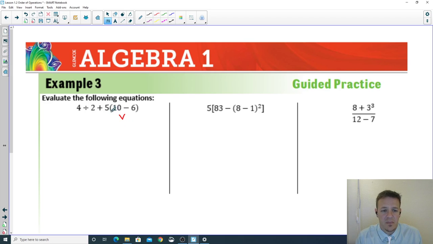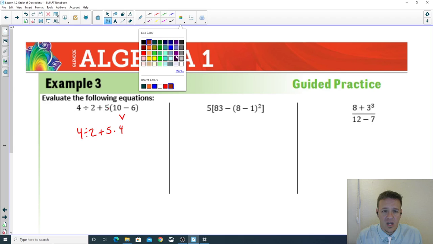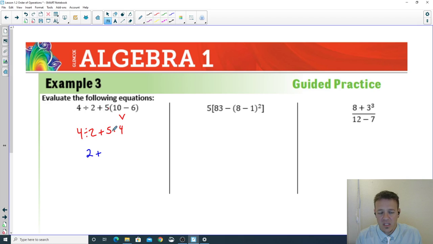So first thing is PEMDAS, right? Parentheses first. That's a 4. Then it's times 5 because there's a multiplication sign there. This would be 4 divided by 2 plus. You just drop that down. Now you solve these respectively speaking, right? 4 divided by 2 is 2 plus, and then you multiply that out and you end up with 22, right? Make sure you do this in the right order because once again, like I said, it's not 2 plus 5 times 4. That's a completely different answer, right? So make sure you do PEMDAS correctly.